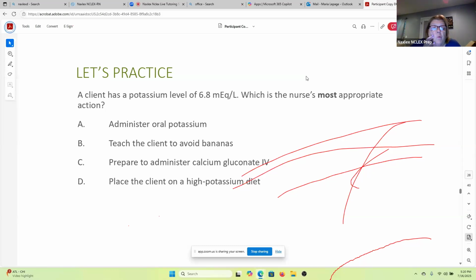What type of rhythm would we be monitoring this patient to ensure that they don't develop? Peaked T waves or ventricular tachycardia. Yep.